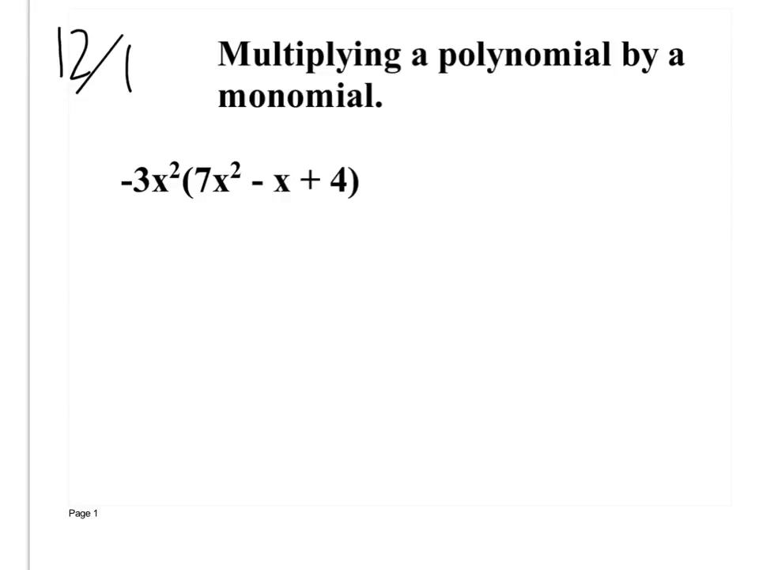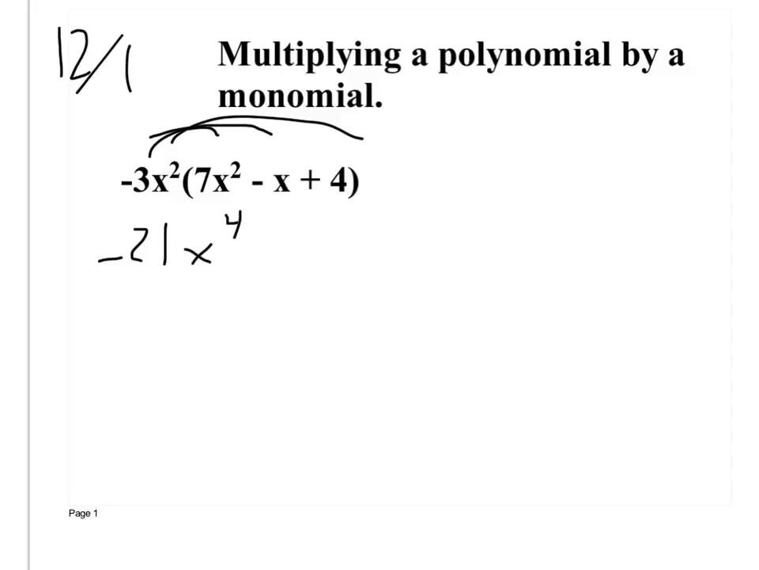Multiplying a polynomial by a monomial, all you do when you have a situation like this is just distribute out the negative 3x squared. So we have negative 3x squared times 7x squared. We just multiply the numbers in front. Negative 3 times 7 is what? Negative 21. We take x squared times x squared. When we multiply the bases, we add the exponents.